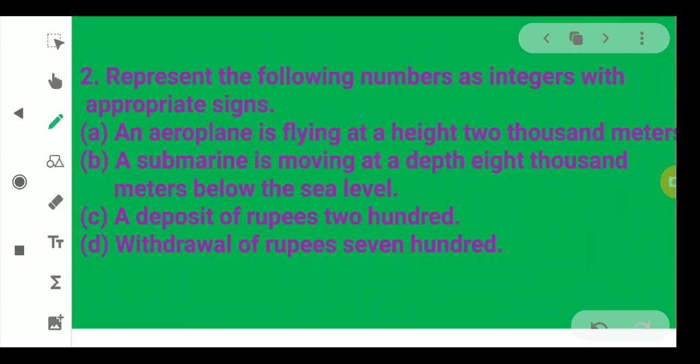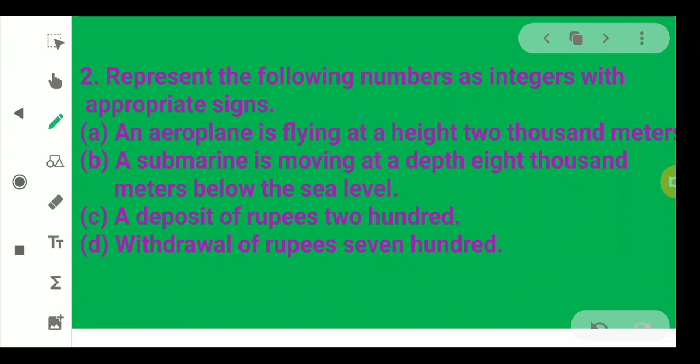Next is represent the following numbers as integers with the appropriate sign. Now here we have to represent the situation using the appropriate sign like plus or minus. Now here we have to keep in mind whenever we talk about something positive, something is adding up, something is increasing, we use the positive sign. And in opposite cases where the thing is decreasing, something is going down, so we use the negative sign.